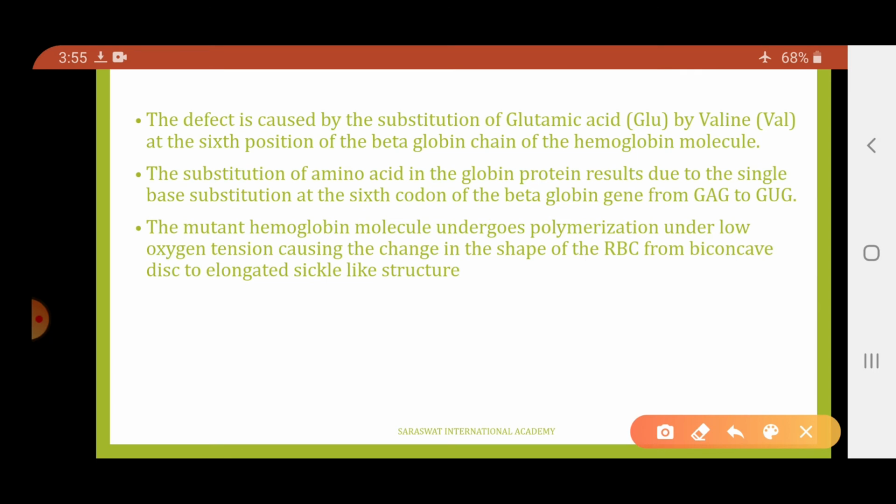Now how does this defect occur? Basically, in the beta globin chain, we know that hemoglobin is made up of 2 alpha chains and 2 beta chains. 2 beta globin chains and 2 alpha globin chains. Globin basically is a protein. What makes proteins? Amino acids. So basically in the beta globin chain, at the 6th position there is glutamic acid, and this glutamic acid is replaced by what? It is replaced by valine.